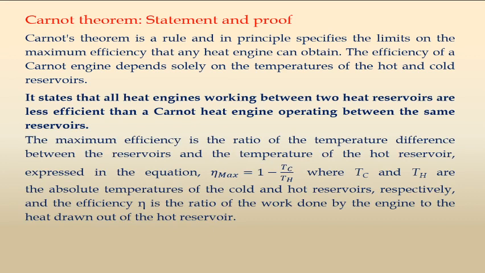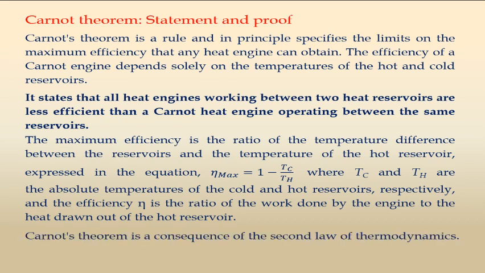The maximum efficiency is the ratio of the temperature difference between the reservoirs and the temperature of the hot reservoir, expressed in the equation. Efficiency eta is given by 1 minus Tc by Th. Tc is the temperature of the cold reservoir and Th is the temperature of the hot reservoir, where the efficiency eta is the ratio of work done by the engine to the heat drawn out of the hot reservoir. So Carnot theorem is actually a consequence of second law of thermodynamics. Second law of thermodynamics we already discussed in the previous video.